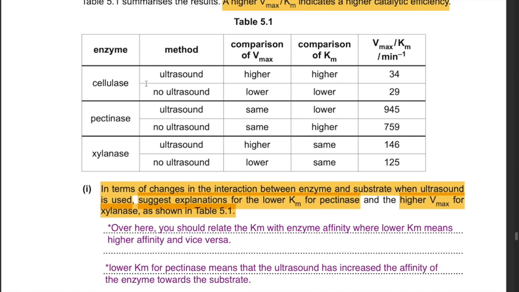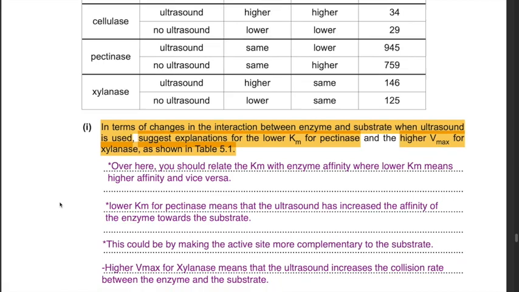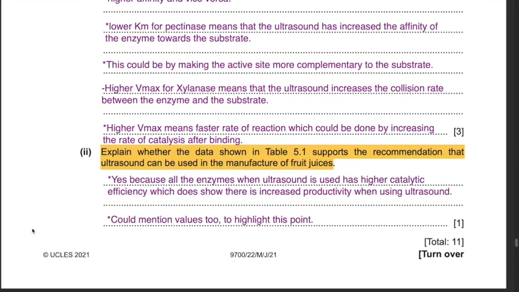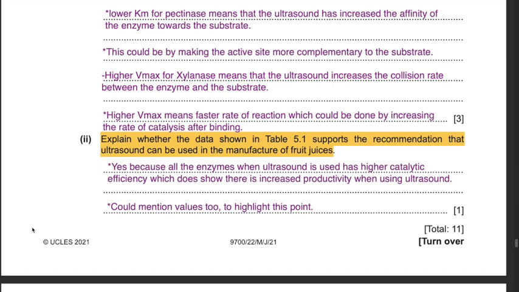For cellulase, 34 is greater than 29. For pectinase, 945 is definitely higher than 759. For xylanase, again 146 is greater than 125. Thus, higher catalytic efficiency when ultrasound is used. Therefore, yes, it does support the recommendation that it can be used in the manufacture of fruit juices. You could also mention values to highlight this point.